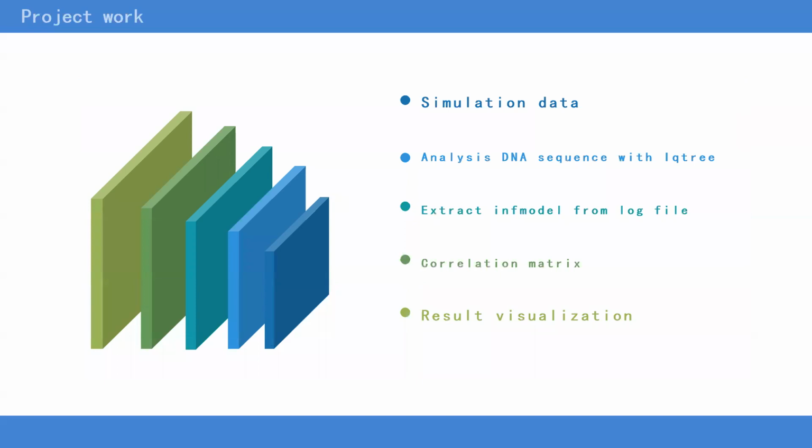Next, I will introduce the specific implementation method of this project. It can be divided into 5 parts. The first part is to simulate the DNA sequence data, which I completed in the task last trimester. According to the preset 22 models, 2,200 DNA sequence data files with 16 taxa and 5,000 lengths were generated through 100 for loops.